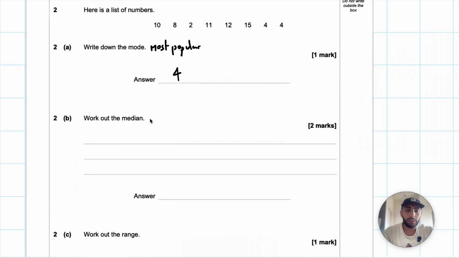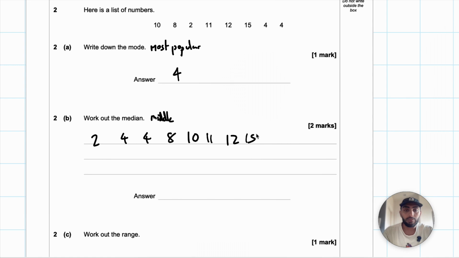Part B, work out the median. The median is the middle number when we've sorted them either smallest to largest or largest to smallest. So let's sort them first. 2, 4, 4, 8, 10, 11, 12, and 15. I've got 1, 2, 3, 4, 5, 6, 7, 8. So I've got all of my numbers.